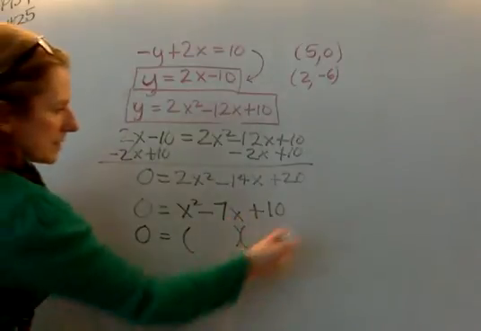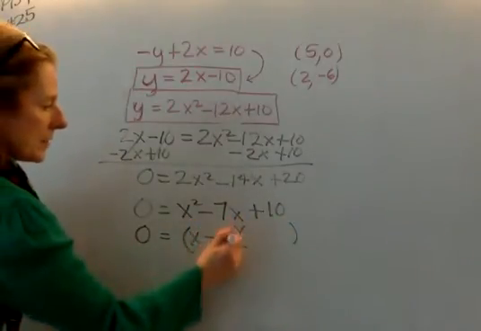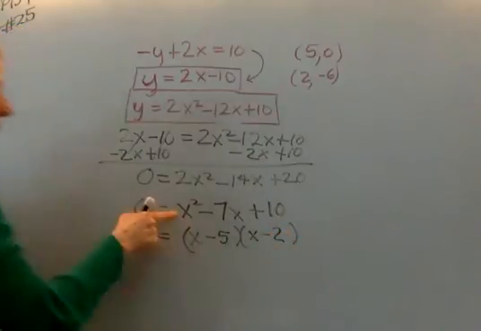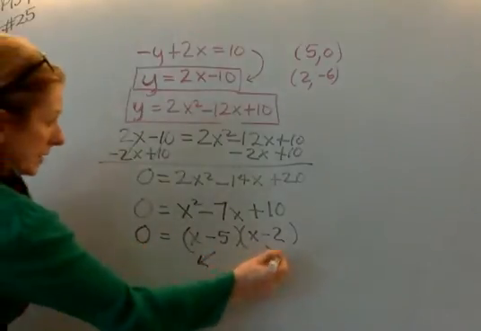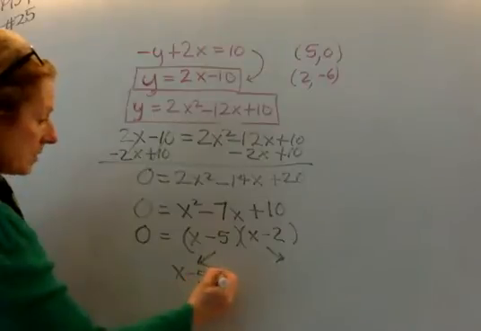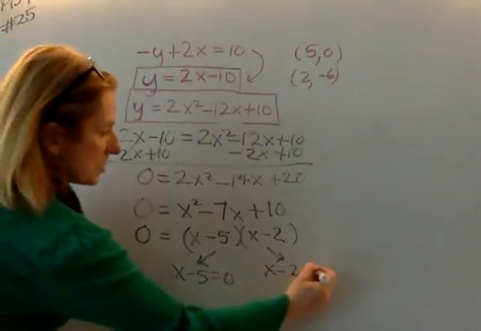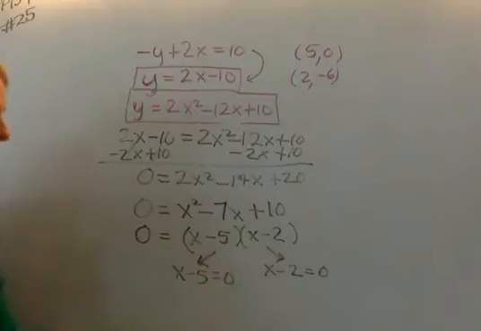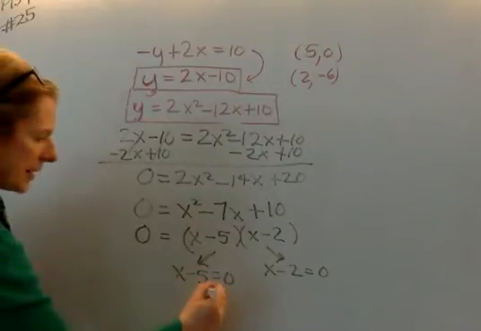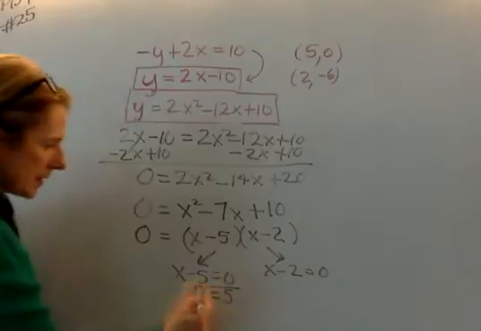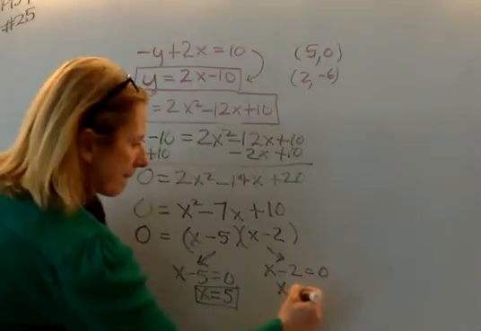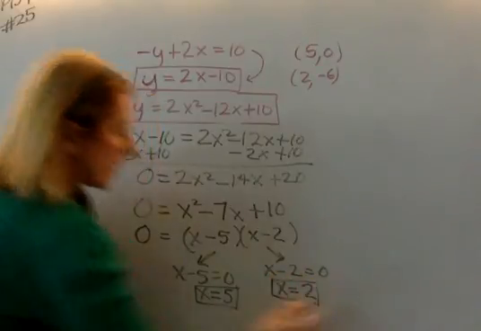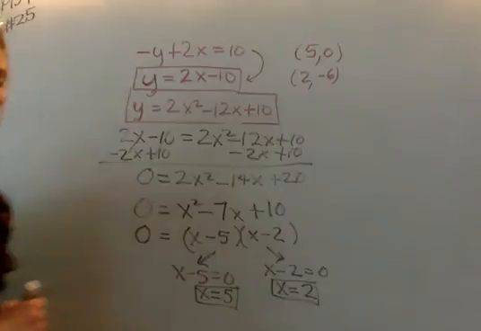So when you factor it, you get x minus 5 times x minus 2 equals 0. So when 2 factors multiply to give us 0, using the zero product property, then either the first factor, x minus 5, is 0, or the second factor, x minus 2, is 0. If x minus 5 is 0, add 5 to each side, you get x equals 5. And if x minus 2 equals 0, then x must be 2. So those are the 2 x coordinates, 5 and 2, that we got when we graphed them.